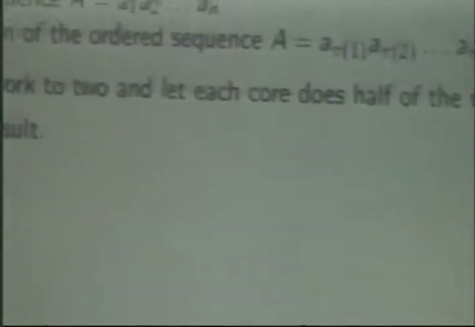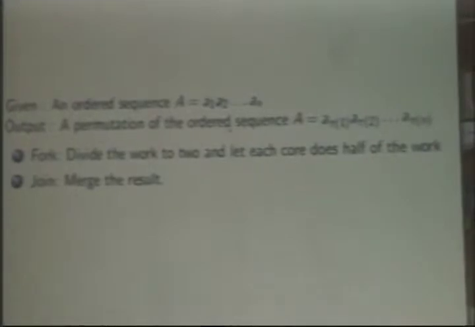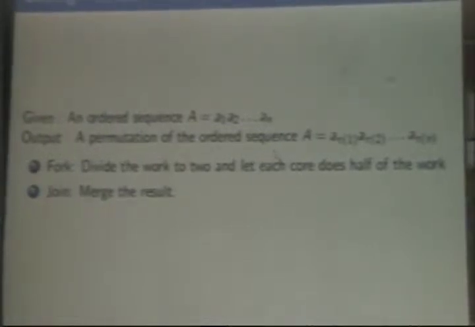One last example, so I suppose this is a very familiar problem, the sorting problem. The idea is, suppose you have a sequence and you want to have an ordered sequence like this. The idea, OpenMP style, is you divide the work into two and let each core do half the work and then merge the sort. Now this is the merge sort.